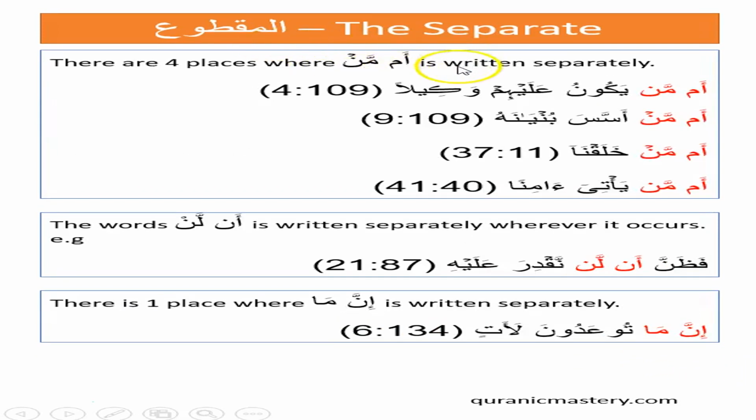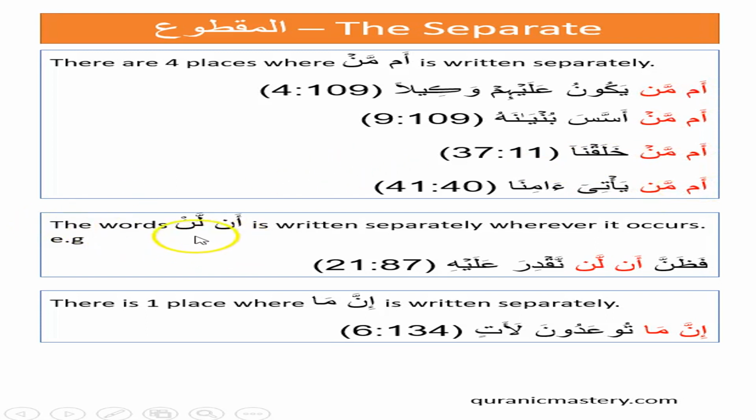So al-Maqtoo of amman, let's have a look at this one, is written separately in four places. If we're going to stop on this, of course we stop am, but if in continuation you read it as normal, it's going to be أَمَّن يَكُونُ عَلَيْهِمْ وَكِيلًا، أَمَّنْ أَسَّسَ بُنْيَانَهُ، أَمَّنْ خَلَقْنَا، أَمَّن يَأْتِي آمِنًا. So it's very, very clear. Am or amman. Am if you're going to stop.